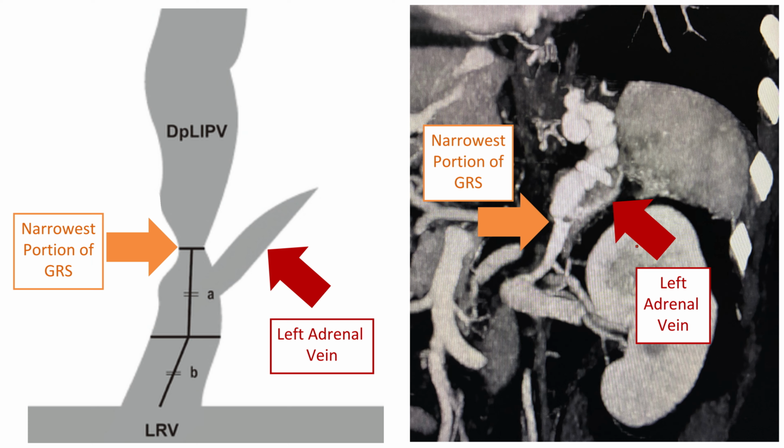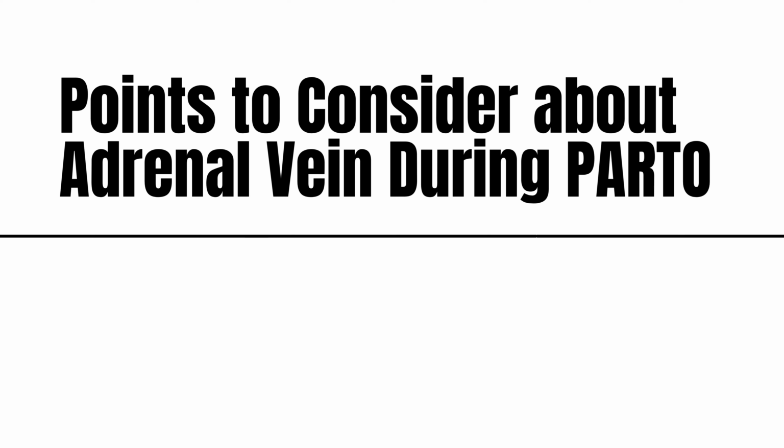So here's a diagrammatic representation showing the narrowest portion of the gastrorenal shunt which will be just above the opening of the adrenal vein. The image to the right again showing on CT the narrowest portion of the shunt, and very nicely you can see the adrenal vein just posterior to it with the opening of the left adrenal vein just at the level of the narrowest portion of the shunt.